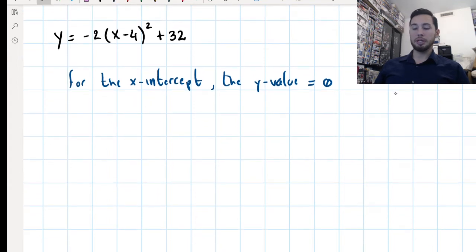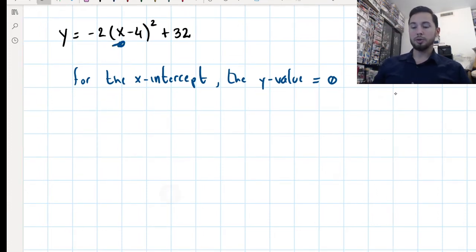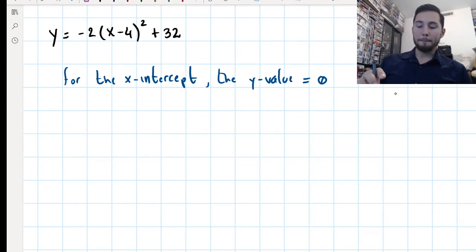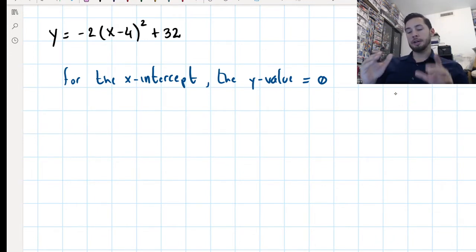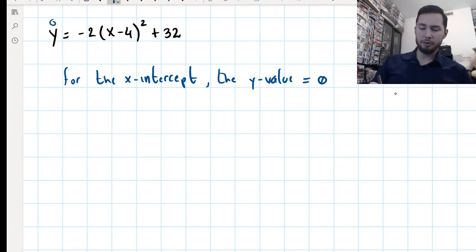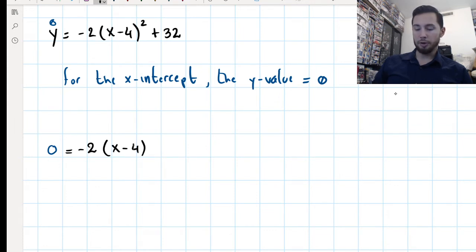Now, this is going to be a little different, so I need you to pay very close attention. This is going to be doing order of operations backwards because I'm going to have to solve for that x. I have x all the way in here, so I need to kind of treat it like an onion and peel the outsides first and try to leave that x alone, x equals to something. So let's substitute first the 0 in. So wherever I see a y, I'm going to write 0. So that will be 0 is equal to negative 2 times x minus 4 squared plus 32.